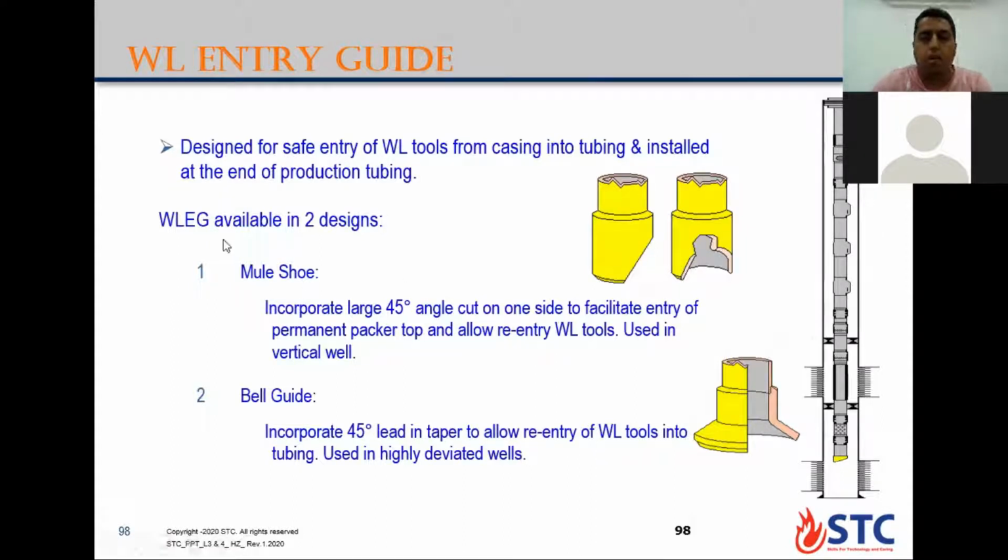So it can be designed in two shapes or two designs. First one is called mule shoe, a 45-degree angle cut on one side, this one. And the second one is the bell guide, the shape of a bell, which incorporates a 45-degree lead-in taper. Mule shoe is usually used in vertical wells, and bell guide we usually prefer in highly deviated wells. These are the two types, mule shoe and bell guide.